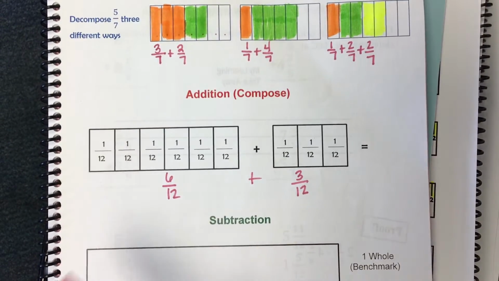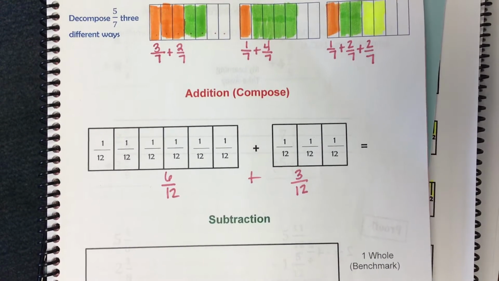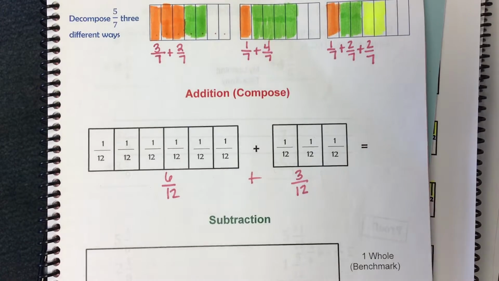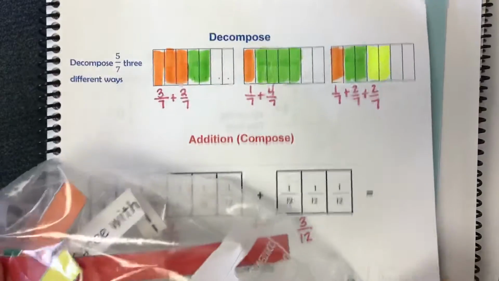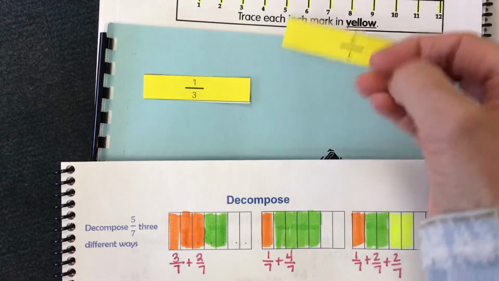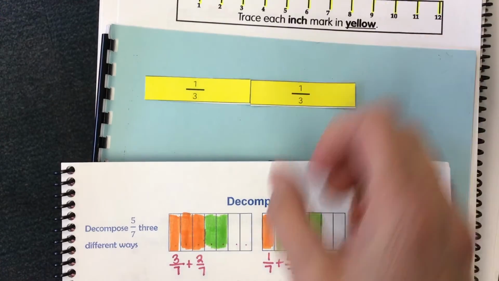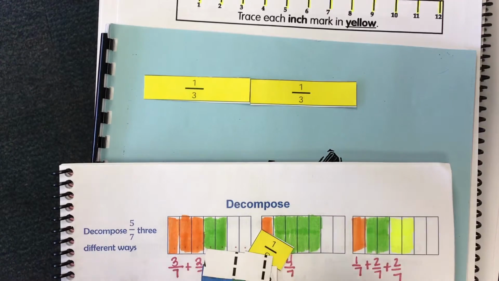Okay, so just to show you really quick, and I think that you guys know this, but I just want to be clear, I'm just going to show you a different fraction. If I wanted you to add 1/3 plus 1/3, what does that equal? What's 1/3 plus 1/3? Trace? 2/3.